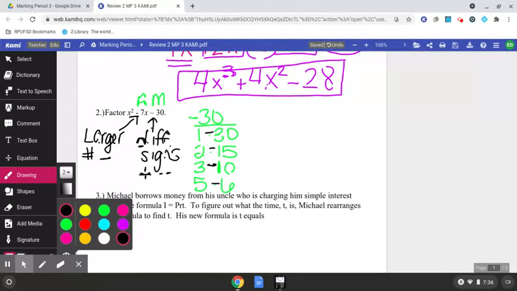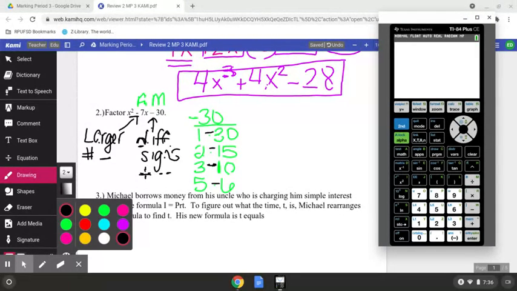Now, out of this list only, I'm looking for the one that's going to add to get me a negative 7. So again, go to your calculator and try them. 1 plus negative 30 is negative 29. No good. 2 plus a negative 15 is negative 13. No good. So far, these two do not work. 3 plus a negative 10 works. So that's going to be the pair that I want to use.